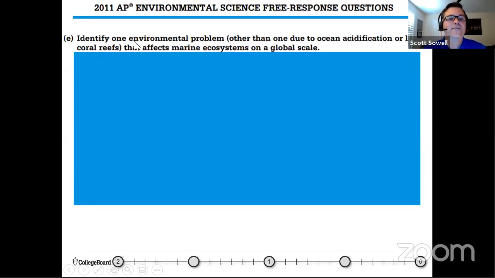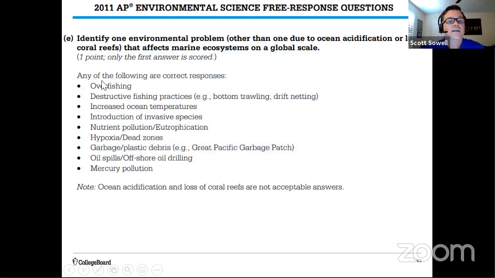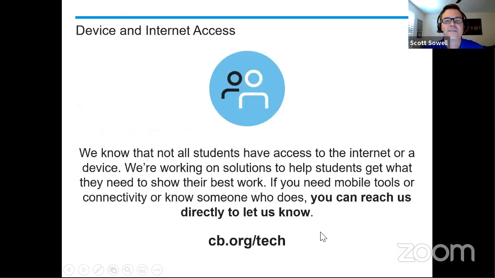And finally, it says, identify one environmental problem other than one due to ocean acidification or loss of coral reefs that affects marine ecosystems. So now pulling away from coral reefs, what other environmental problems are associated with marine ecosystems? You could put anything from overfishing, increased ocean temperatures, invasive species, the eutrophication and hypoxic dead zones that we talked about the other day, plastic pollution in the ocean, oil spills, mercury pollution that Ms. Fassler talked about. Note here, ocean acidification and loss of coral reefs are not acceptable because it said other than that. So just be sure you pay attention to the questions themselves.